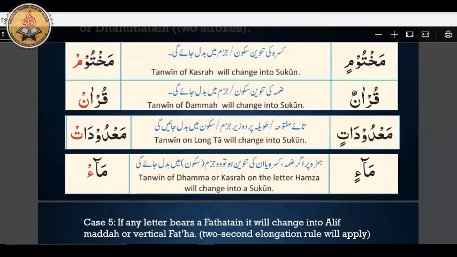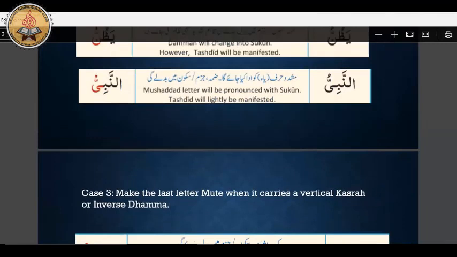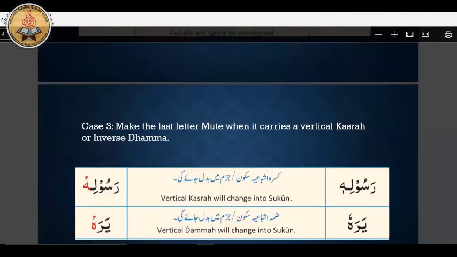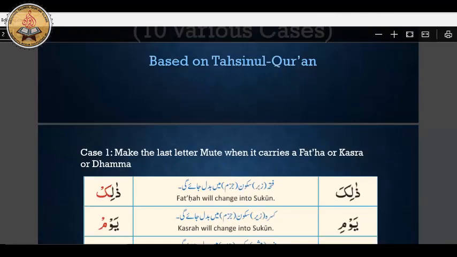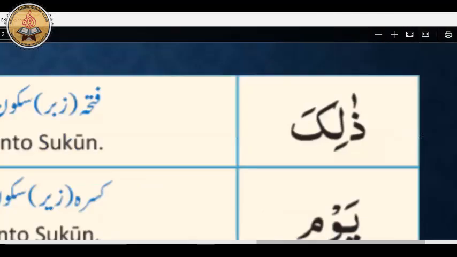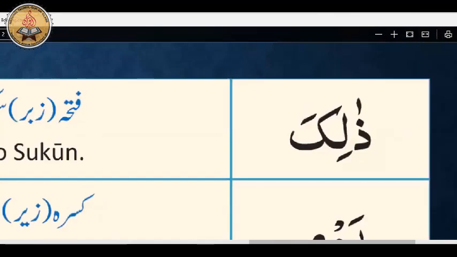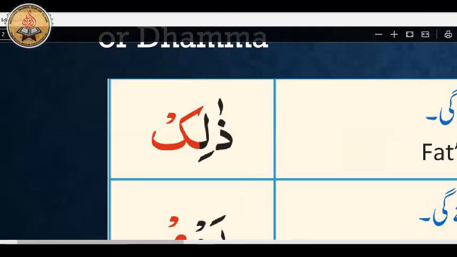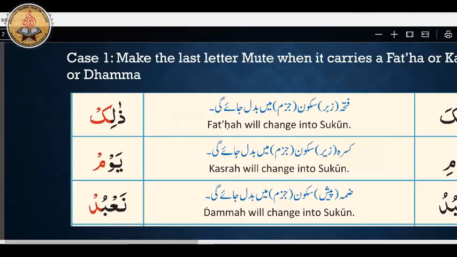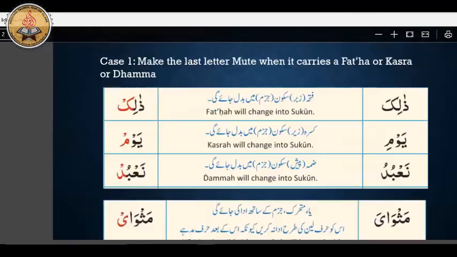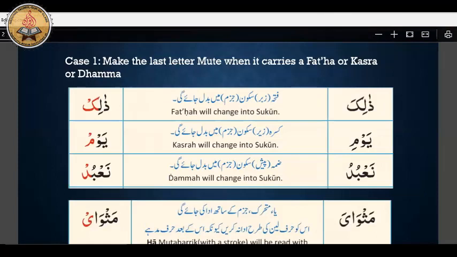The other ones that we did, for example, you have done this, right? Make the last letter mute when it carries fatha. So as you can see here, zalika. Now you have fatha, only fatha, so you're just going to say zalik. So the answer to your question is yes. You're going to actually apply it to the fatha and kasra and dhamma as well.